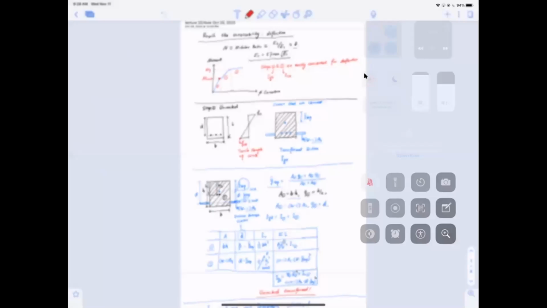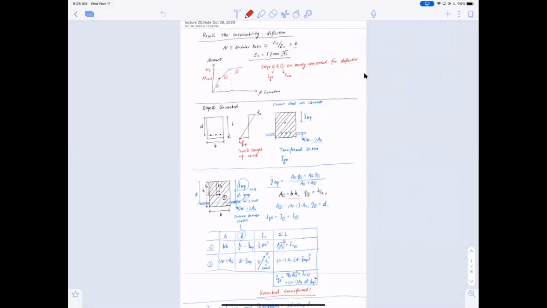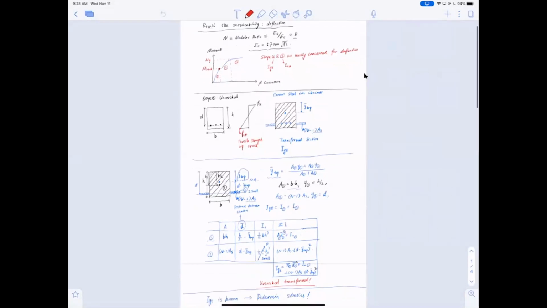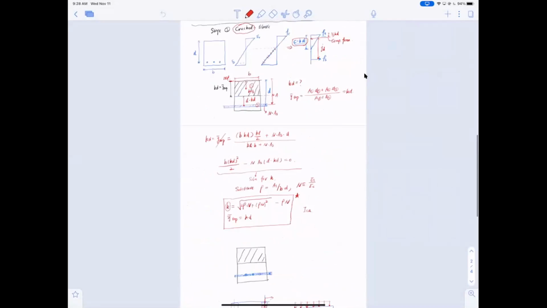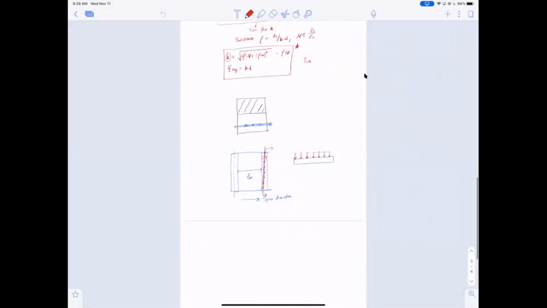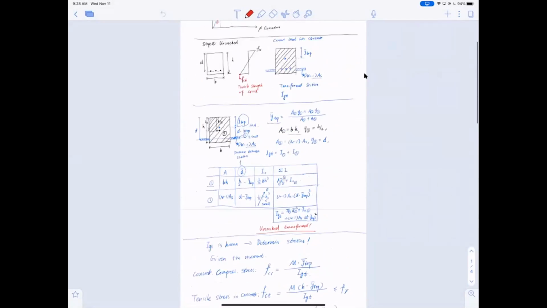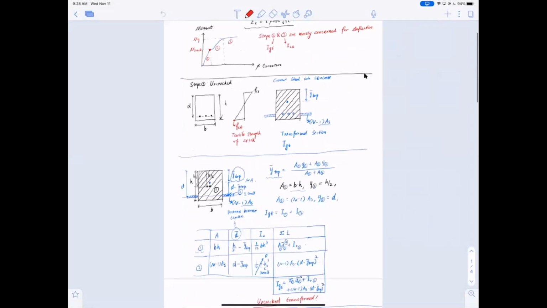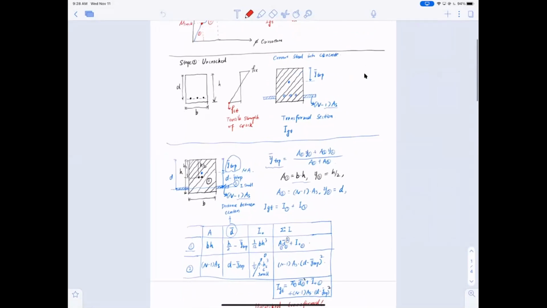All right, so that's one-way slab. Okay? So we talk about shear, we talk about one-way slab, okay? And we haven't talked about T-beam. Let me save the T-beam for the end. Let's talk about deflection first, because I easily forgot the deflection, okay?